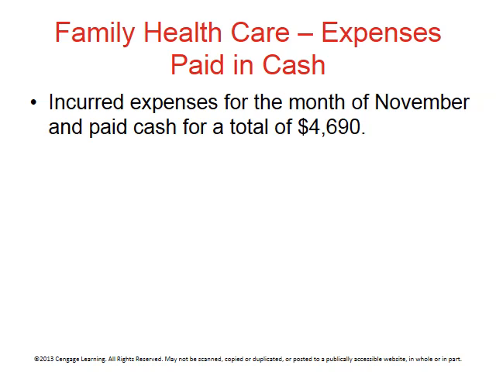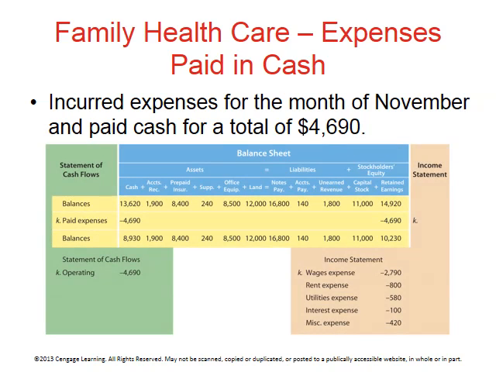And now we incurred some expenses for the month of November, and we paid cash for them for $4,690. So for cash, we show a negative $4,690 to our balance sheet. Cash is going out the door. We show $4,690 going out the door as an outflow in our statement of cash flows in the operating section. And then on our income statement, we have $4,690 worth of expenses. And then we know that expenses reduce retained earnings. So we show the negative $4,690 to retained earnings.